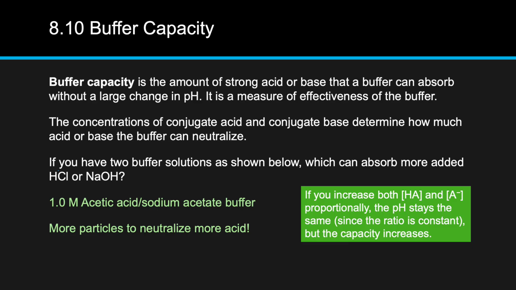And I just want you to add in your notes this green box here. Just remember, when thinking about the Henderson-Hasselbalch equation, if all you're changing is the amount of weak acid and conjugate base, but the ratio is staying constant, then your pH is going to stay the same. The only thing that you're changing is how much acid or base that the buffer can neutralize, so the capacity.